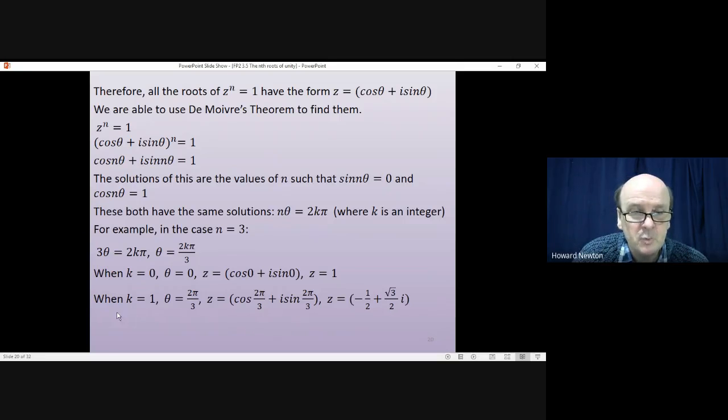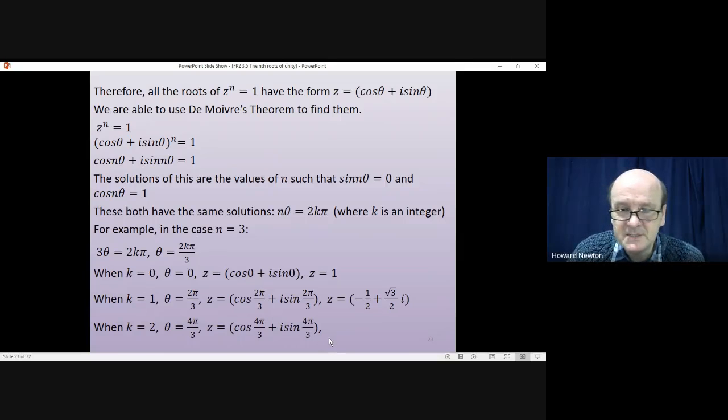The third solution will be when k equals 2. If k is 2, then theta is equal to 4 pi divided by 3, and z will equal cos 4 pi divided by 3 plus i sine 4 pi divided by 3. And again, if I put those in the calculator, I get z equals minus a half minus root 3 over 2 i. And those three solutions are the same solutions that we got when we did the first example.